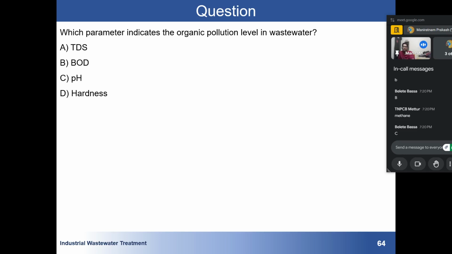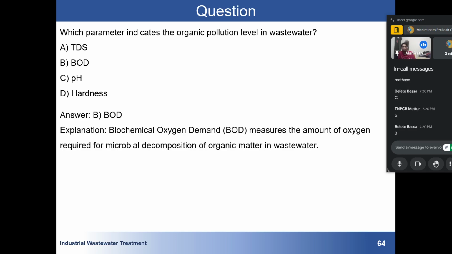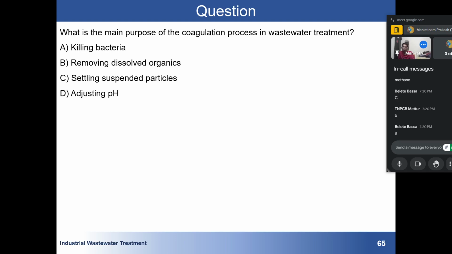Which parameter indicates the organic pollution in wastewater? B. Yes. That's why, see, BOD is the parameter. That's why I was saying, when someone asks, just say biological treatment. What is the main purpose of the coagulation process in wastewater treatment?